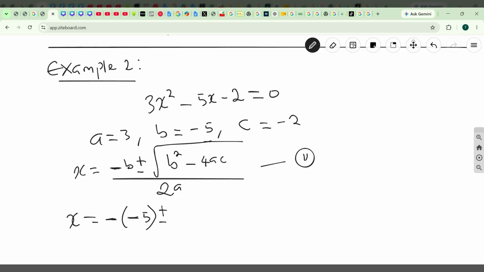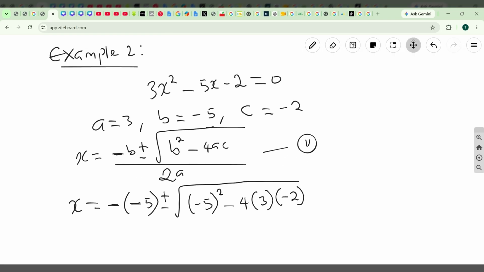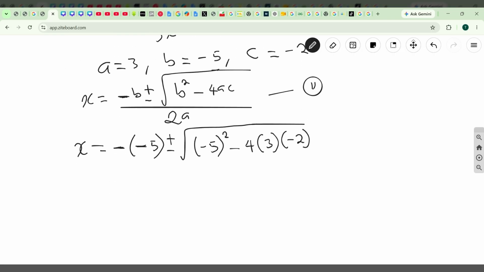This is plus or minus the square root of, what's our b again? Our b is negative 5, all squared, minus 4, where our a is 3 and our c is negative 2. And this is going to be divided by 2 multiplied by 3. So our x is equal to negative multiplied by negative. This negative sign multiplying this negative sign turns to positive.